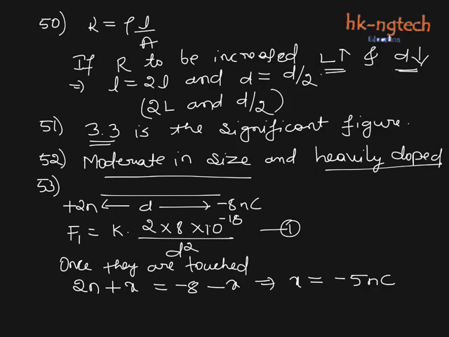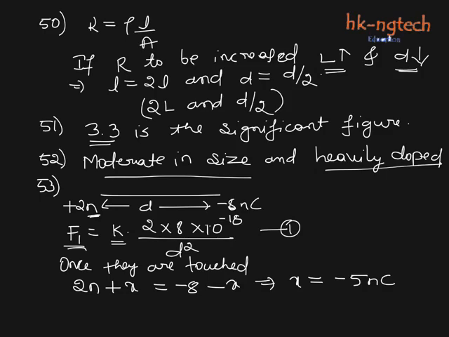Okay, next 53rd question. Two spheres of electric charges plus 2 nanocoulomb and minus 8 nanocoulomb are placed at a distance d apart. If they are allowed to touch each other, what is the new distance between them to get a repulsive force of the same magnitude as before? Very good question. Before touching, the distance between the two charges is d. So here we'll get F is equal to 1 by 4 pi epsilon, that is K, into 2 into 8 into 10 to the power of minus 9 times 10 to the power of minus 9, which becomes 10 to the power of minus 18, divided by d square.